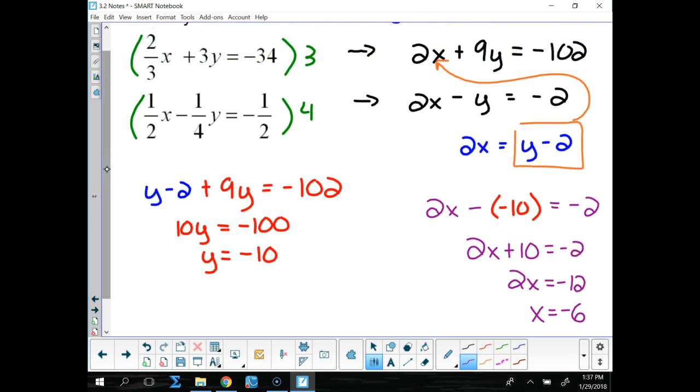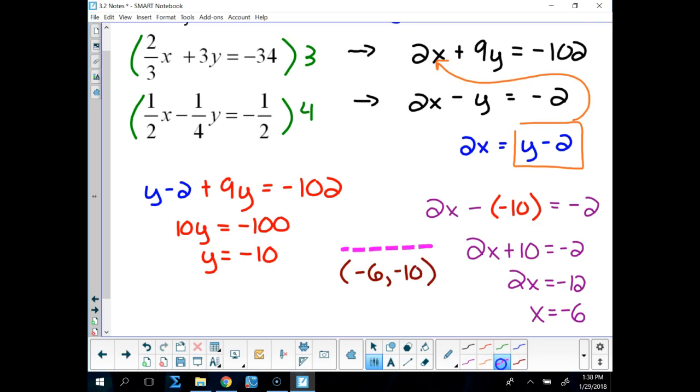Negative 6 times 2/3 is negative 4. 3 times negative 10 is negative 30. Negative 30 plus negative 4 is negative 34. Checks out in my first equation. Negative 6 times 1/2 is negative 3. Negative 10 times 1/4 is negative 2.5. Negative 3 minus negative 2.5 is negative 1/2. Checks out in both. So my answer here is negative 6, comma, negative 10. Always check your answers.